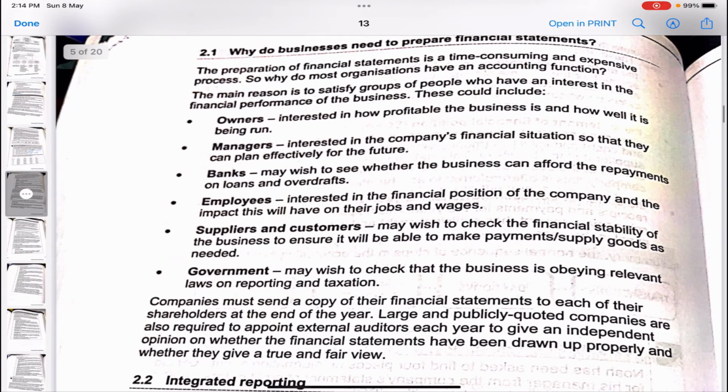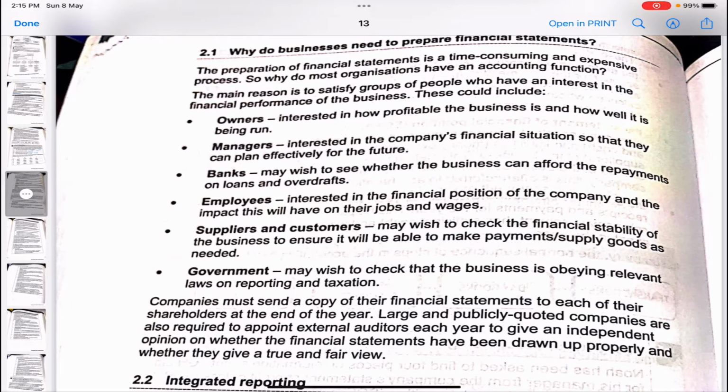So why do businesses need to prepare financial statements? The preparation of these financial statements is very expensive, and at the same time it is very time consuming. But still most organizations have an accounting function. So what is the reason? The main reason is to satisfy groups of people who have an interest in the financial performance of the business. There are various stakeholders who are interested to know the financial performance of the business, and that is the reason why we need to make financial statements.